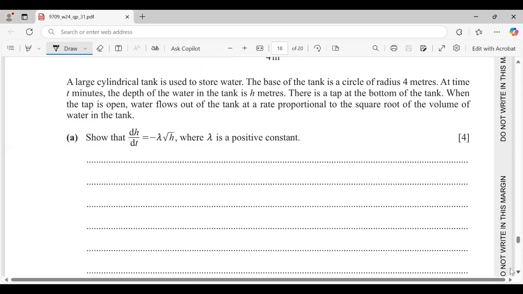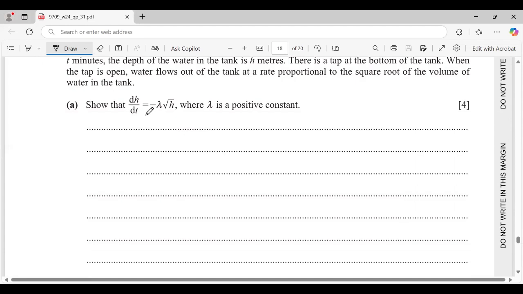The question: show that dh/dt equals minus lambda square root h, where lambda is a positive constant. The volume of water inside the tank is pi r squared h, and since the radius is 4, it becomes 16 pi h. Next, the flow rate.